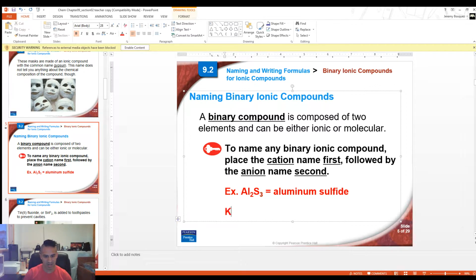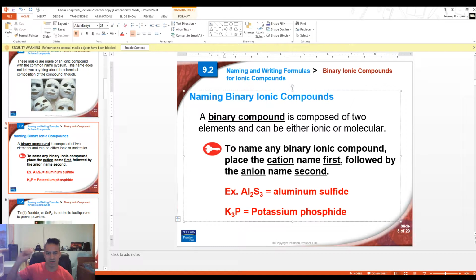One more example, we can do like K3P. So this would be potassium phosphide. Potassium, positive thing first. Phosphide, which is phosphorus, but remember that anions end in "ide." That's the negative thing, goes second. Okay, that's it. When it comes to naming, we'll take a look at how we write the formulas here in a second.